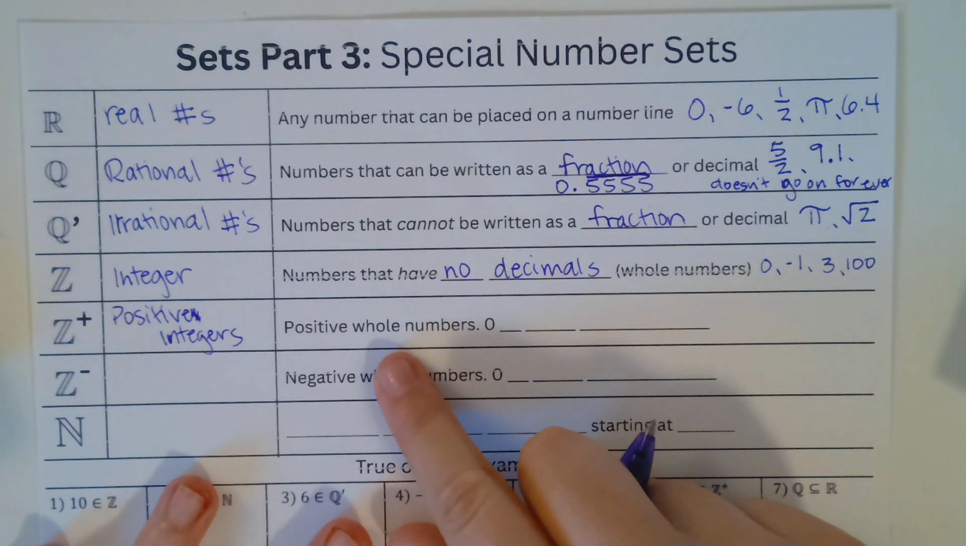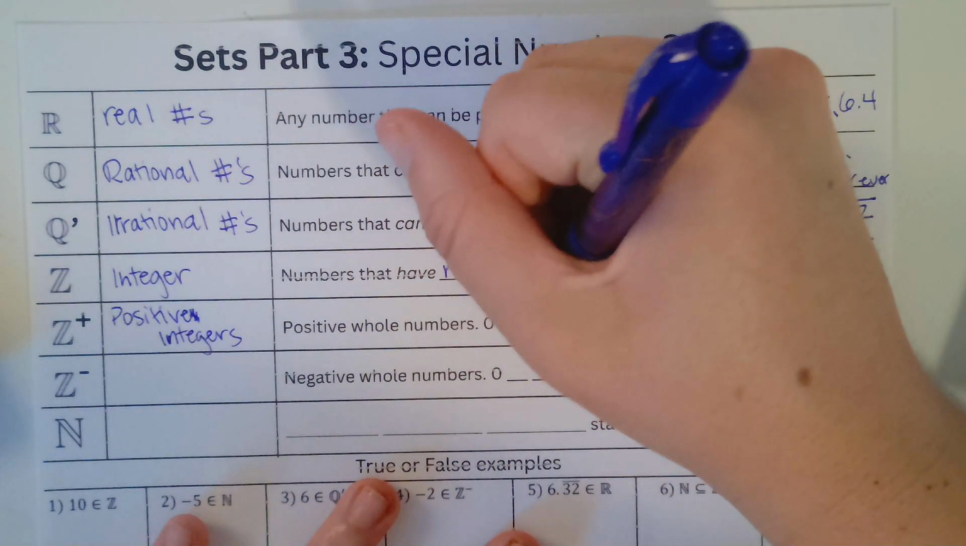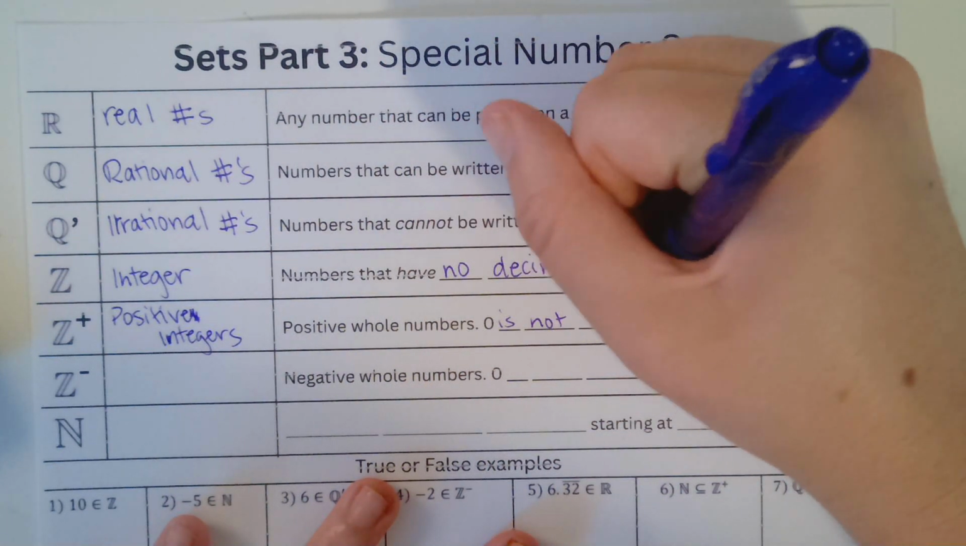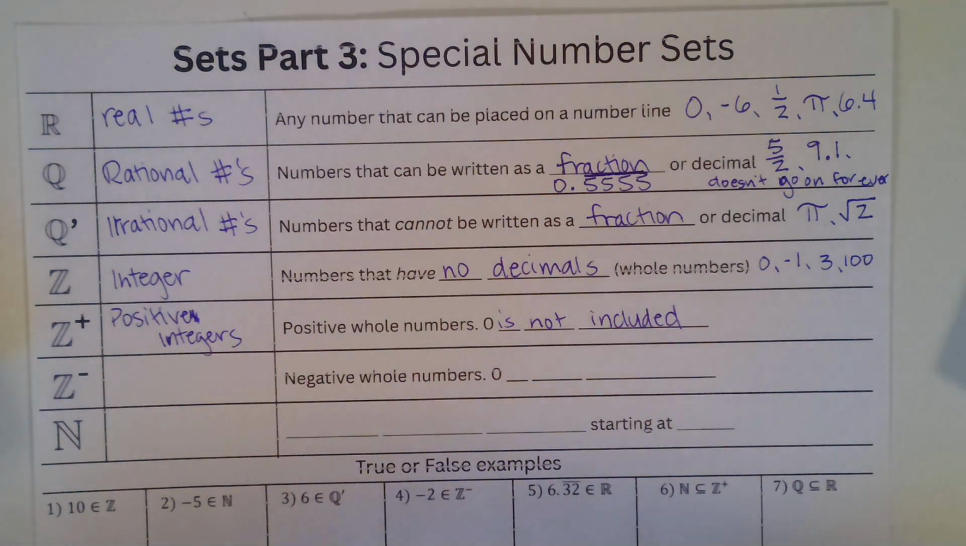Positive, so these are basically just positive whole numbers, the positive version of it. In this case, 0 is not included. That's because if you didn't know, 0 is not positive and it's not negative, and that's just because it has no value. 0 just doesn't have a value. So that's what that means. So positive whole numbers where 0 is not included.